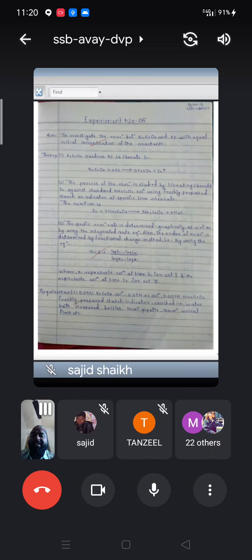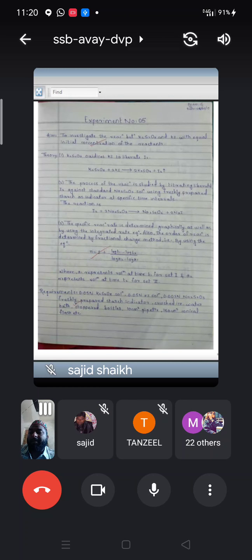We have to investigate whether the reaction proceeds through first order or second order, and calculate it. This is especially an iodometric titration. What will happen when K2S2O8 oxidizes KI? At that time, there will be liberation of iodine. The reaction is K2S2O8 plus 2KI gives you 2K2SO4 plus I2.